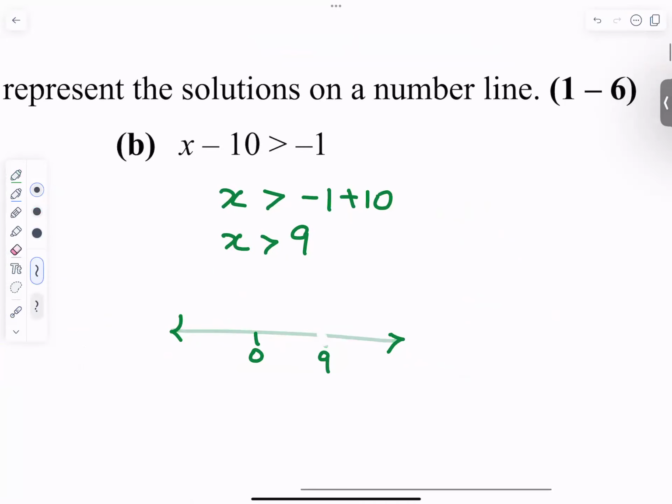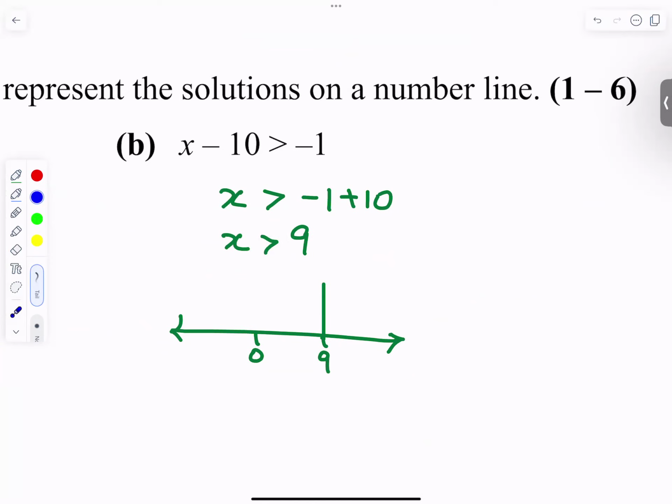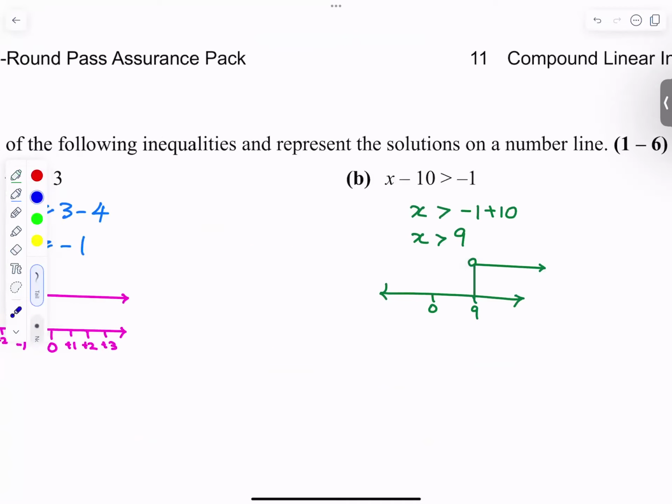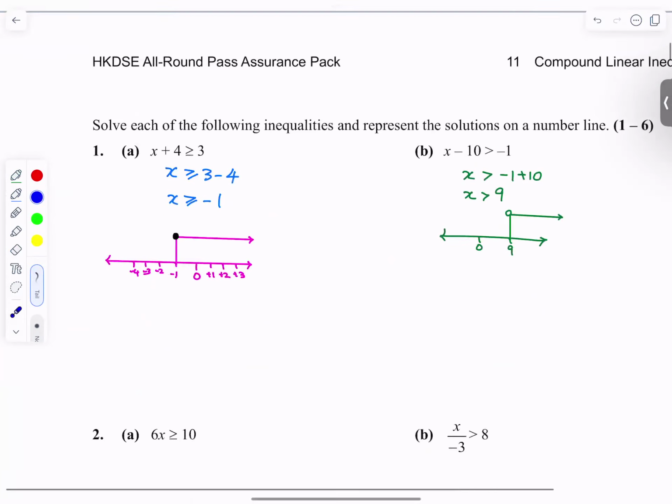And then draw the line on 9. And then look at the symbol again. It's going greater. So greater is on the right side and smaller, lesser is on the left side. So I'll be drawing to the right side. And then this time, do I blacken the circle? No, because there is no equal sign. So no need to blacken the circle at all. All right, cool. Continue.